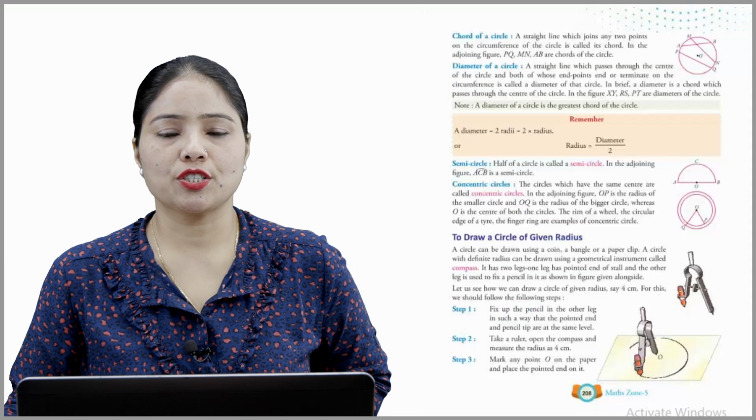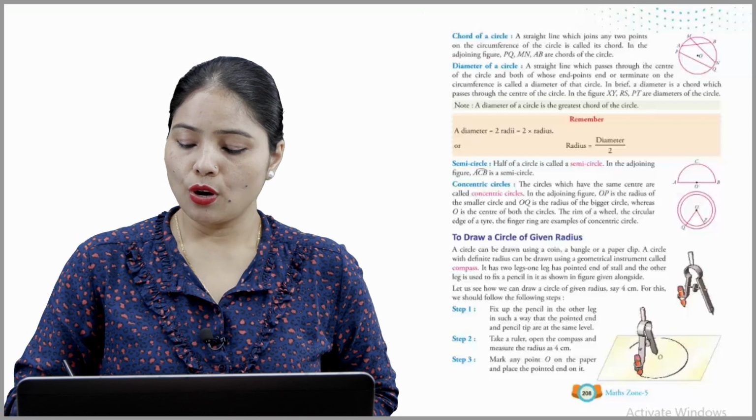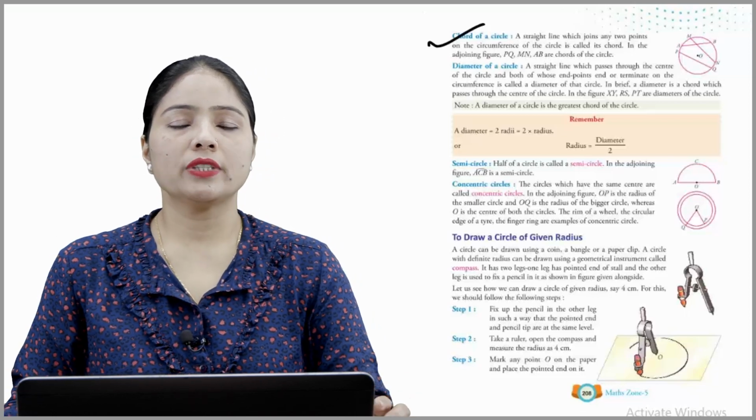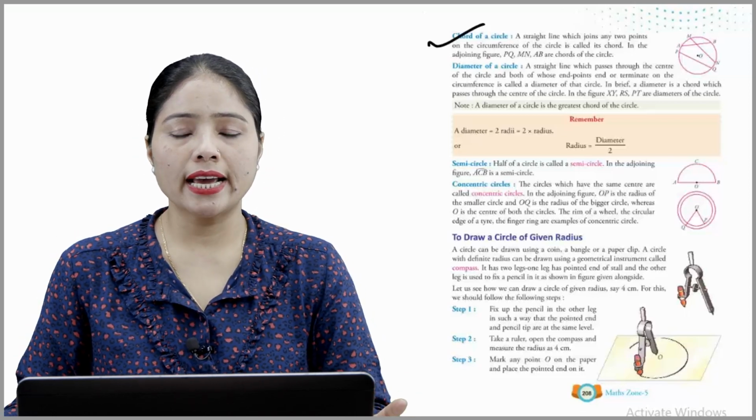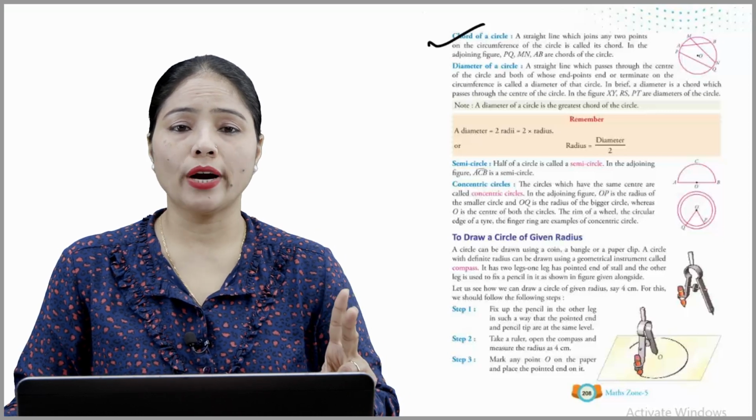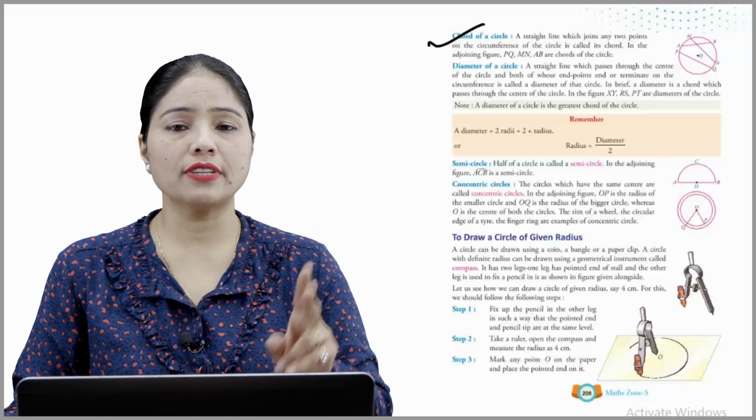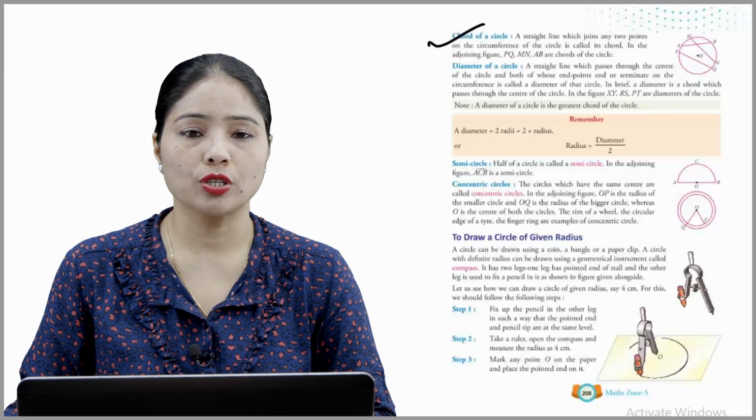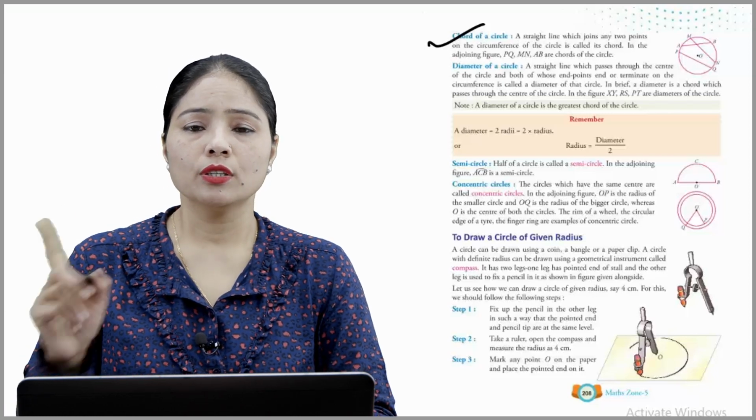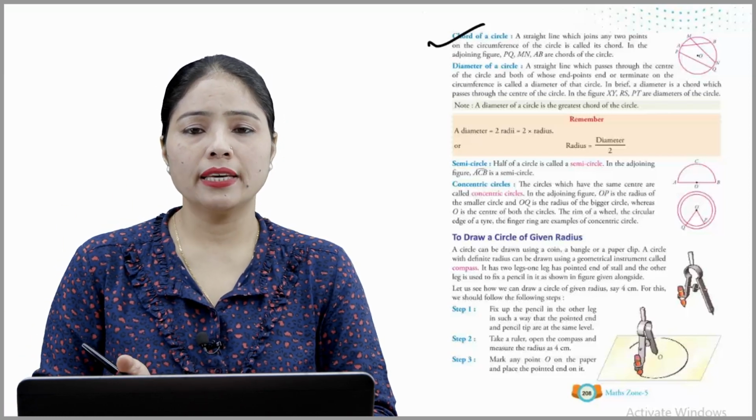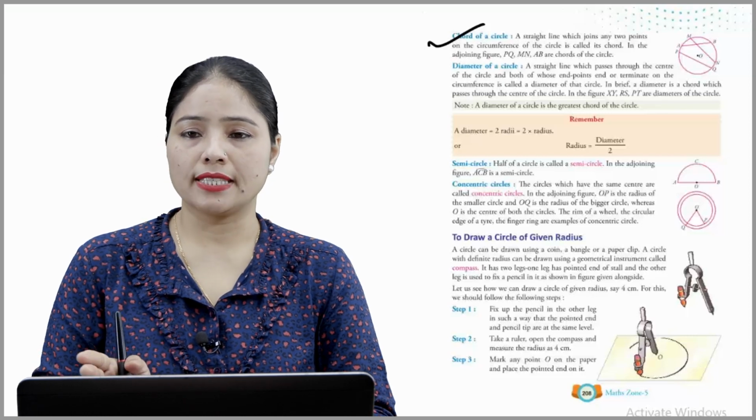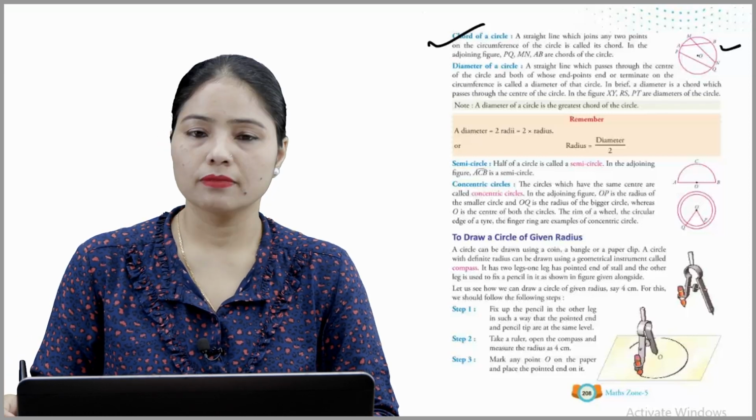Now move on next. Chord of a circle. अब chord क्या होती है किसी circle की? A straight line which joins any two points on the circumference of the circle is called its chord. In the adjoining figure, PQ, MN, AB are chords of the circle like that way.